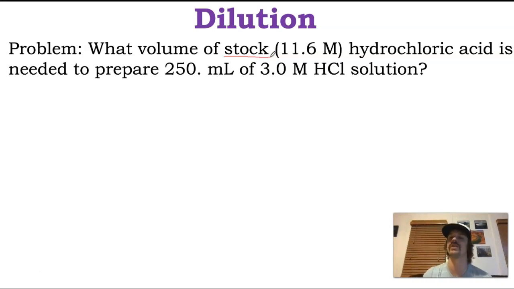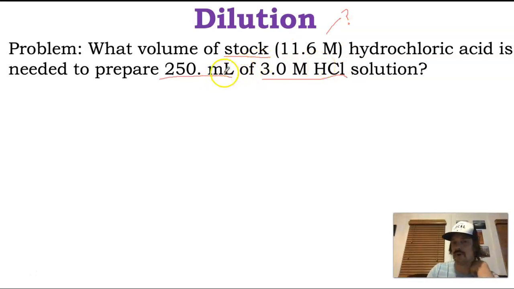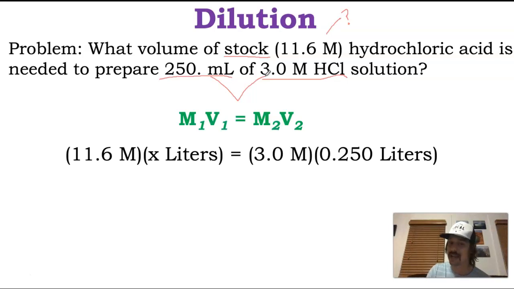So what it's asking is, what volume of this do I need to prepare 250 milliliters of 3 molarity hydrochloric acid? So I want to dilute my stock acid, my strong acid, down to 3 molarity, but only 250 milliliters of that. So I label my variables. Now these two go together, so you can really call them what you want, M1 and V1 or M2 and V2. It's up to you. Just keep the ones that go together. Okay, in this case, I labeled these, because it's what I'm going to, as M2.